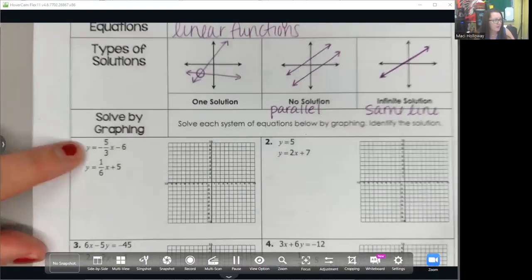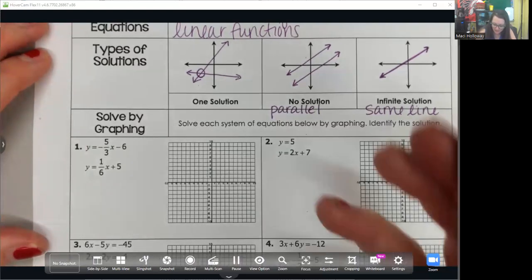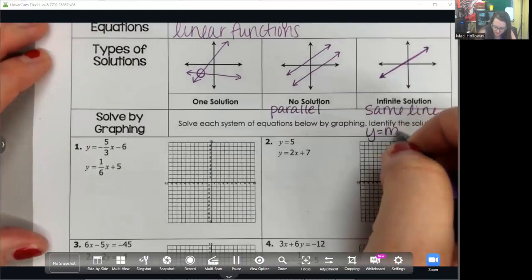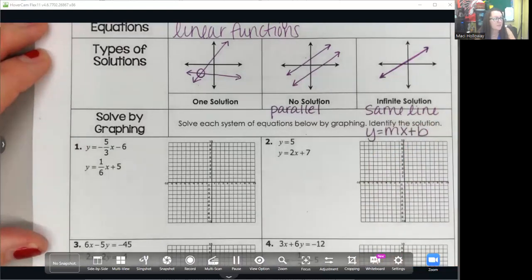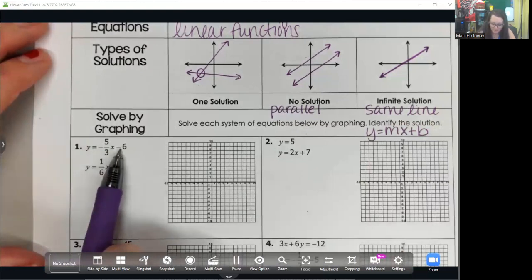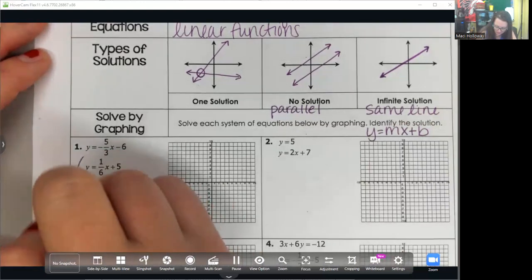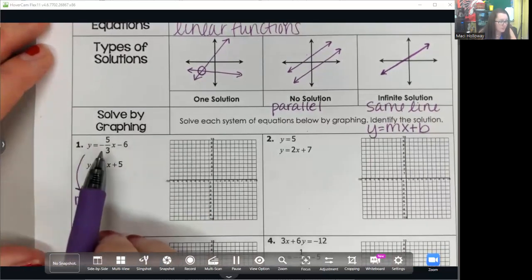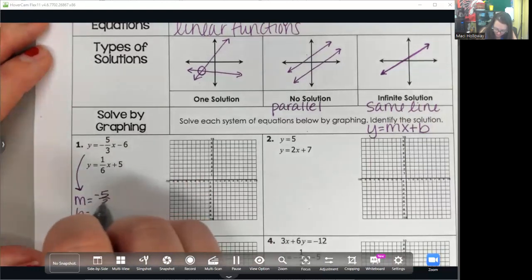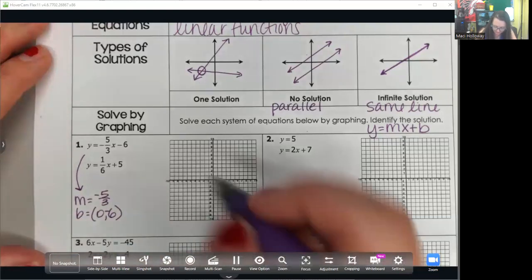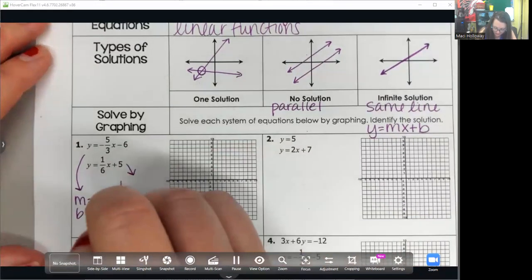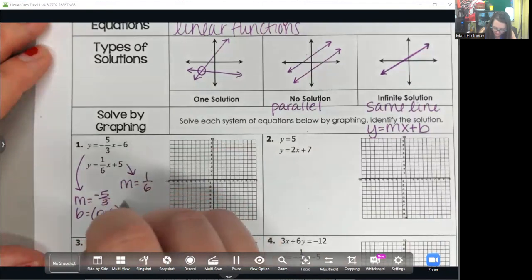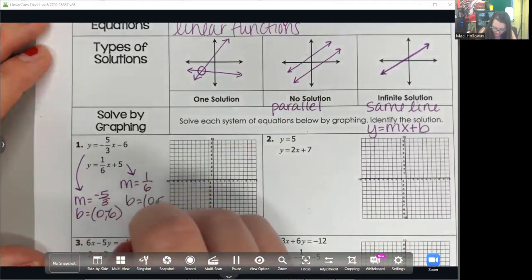Now, notice that my lines are written in y equals mx plus b. So that's our goal, is to get it into y equals mx plus b. Here they're already written in y equals mx plus b. So I want to identify first what is our slope and what is our y-intercept. So this first one, our slope is -5/3, and our y-intercept is (0, -6), right? For the second one, our slope is 1/6, and our y-intercept is (0, 5).